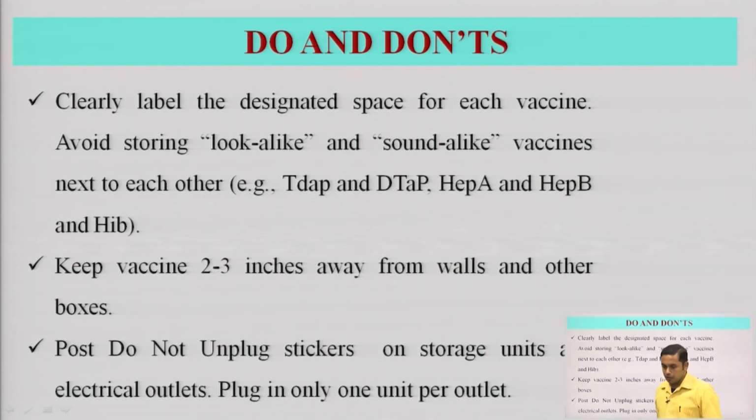So, clearly label the designated space of each vaccine, avoid look-alike vaccines as I have mentioned, and keep vaccines 2 or 3 inches away from the wall and other boxes. And post a do not unplug sticker on the storage unit and electrical outlets. There was some incident that happened regarding this point.